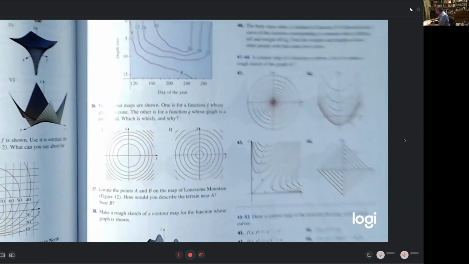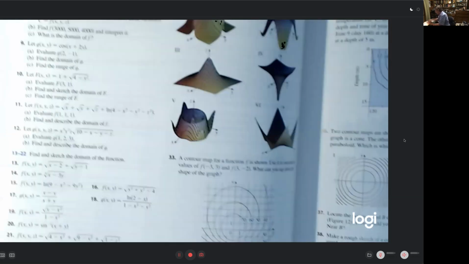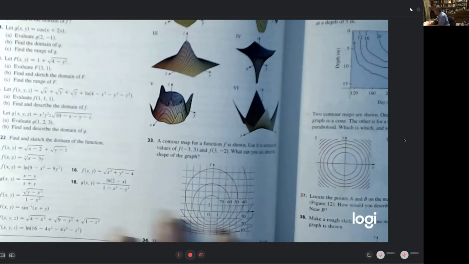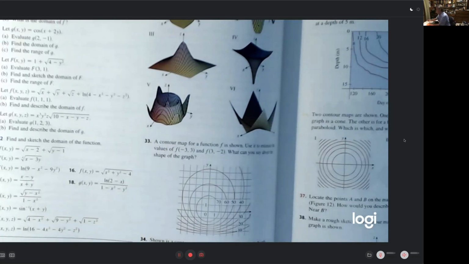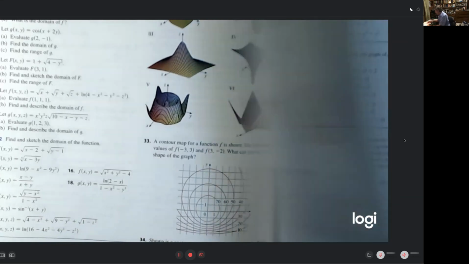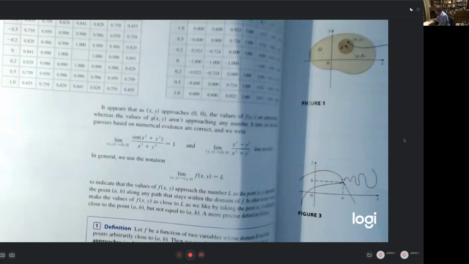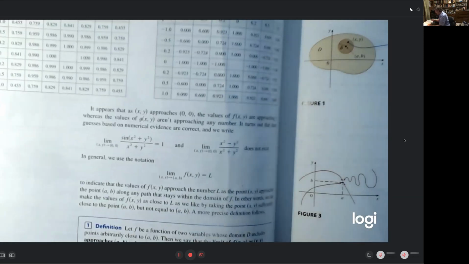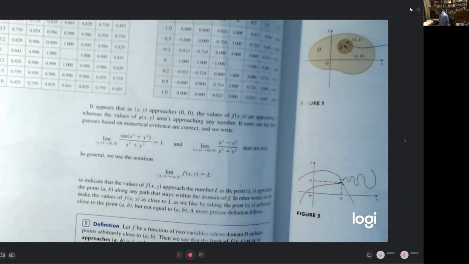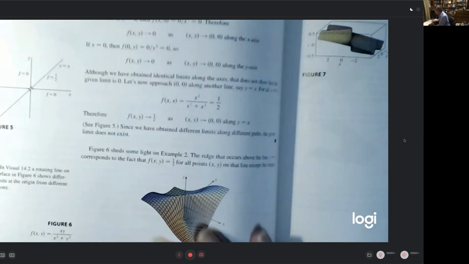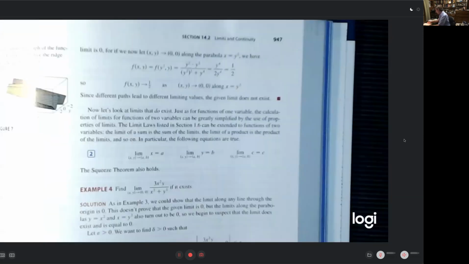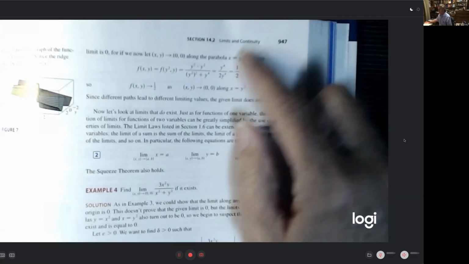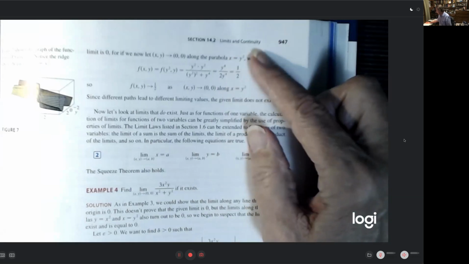Anyway, so section 14.1 is basically getting you familiar with the idea of functions of several variables, so-called. And when you get to, I'm sorry, not chapter 15, 14.2, that's when he starts talking about, you see over here the name, hopefully, if it comes into focus, limits and continuity.